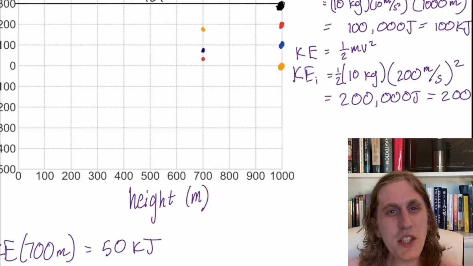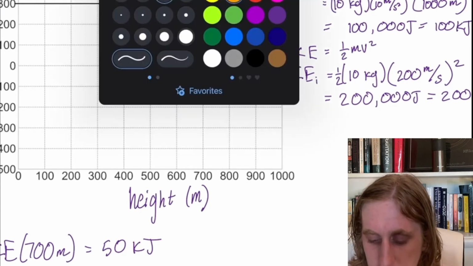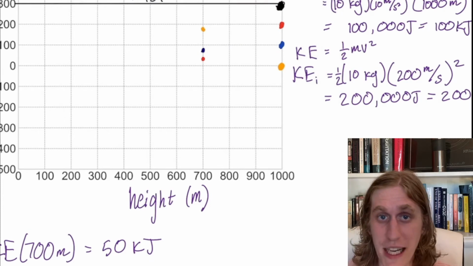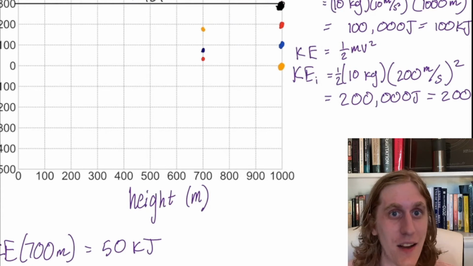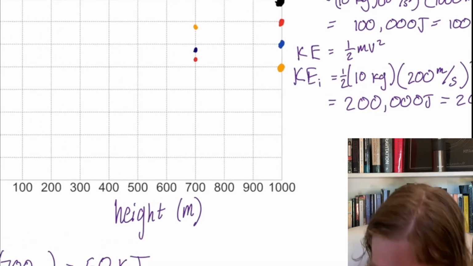But what is the shape that should be connecting these points? Let's start with the potential energy. The potential energy is the easiest here because gravitational potential energy is related directly to height. All that means in this case is that if the height is cut in half, the gravitational potential energy is cut in half. So graphing gravitational potential energy as a function of height is just a straight line.